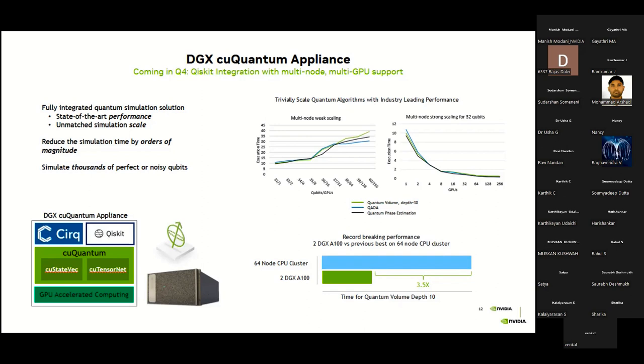On the bottom right side, we are showing that even a 64-node CPU cluster can be replaced by 2 DGX A100 systems. That's where we have a speedup. And now we are supporting both the frameworks and so on.